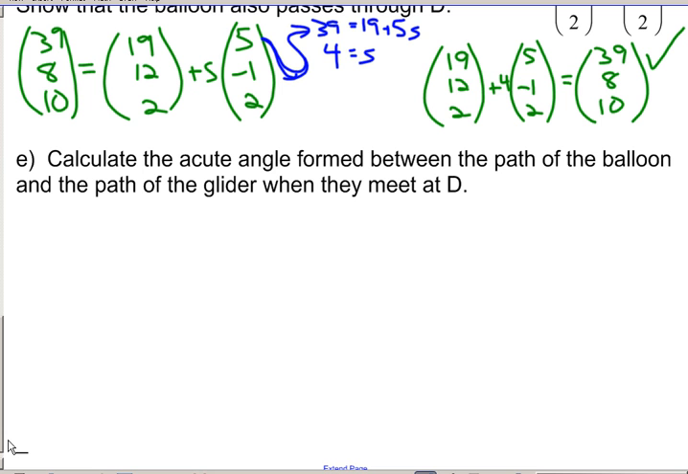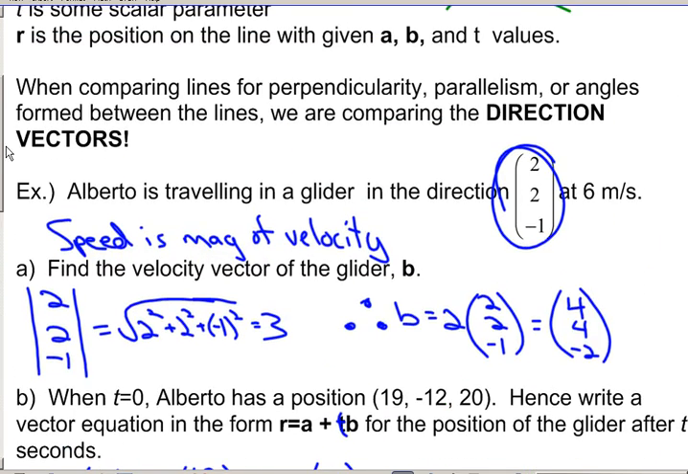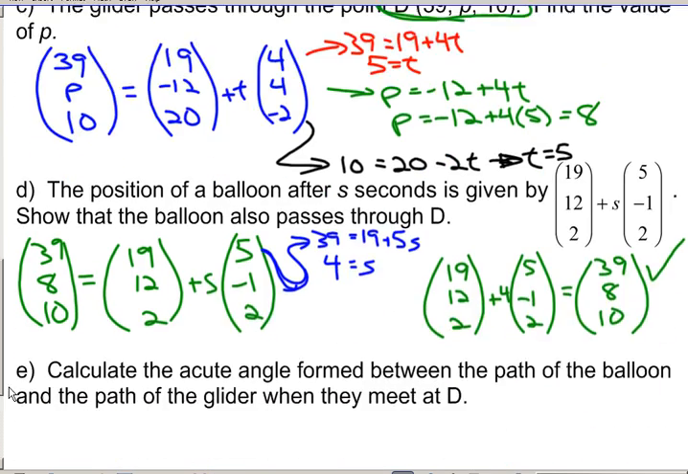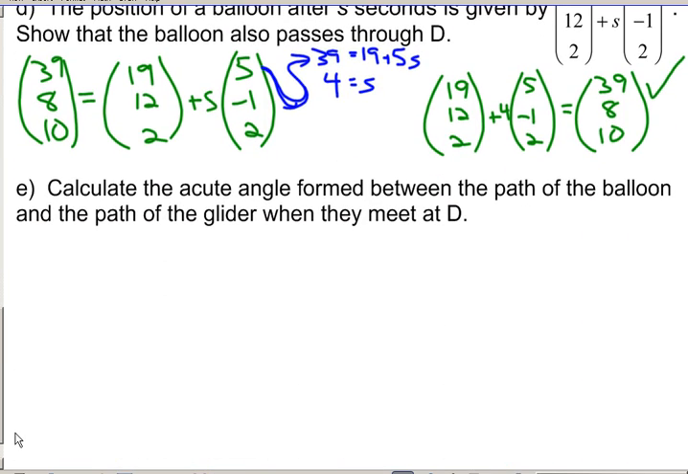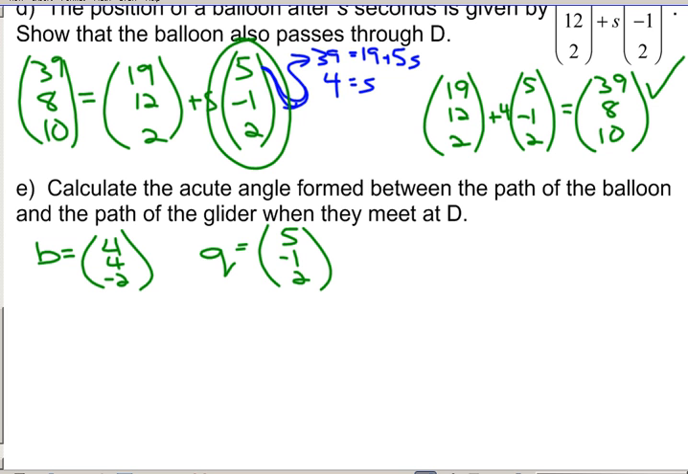So if we want to compare the angles formed when they meet, we need to compare what kind of vectors? The direction vectors. That's what we started off with up here when comparing lines for perpendicularity, parallelism, or angles formed between the lines, comparing direction vectors or velocity vectors. Close cousins. So for Alberto, the direction vector, or velocity vector, would be 4, 4, negative 2. You could also have used 2, 2, negative 1, the initial direction. For the balloon, the direction vector, I'll call it Q, is 5, negative 1, 2. It's this one right here.